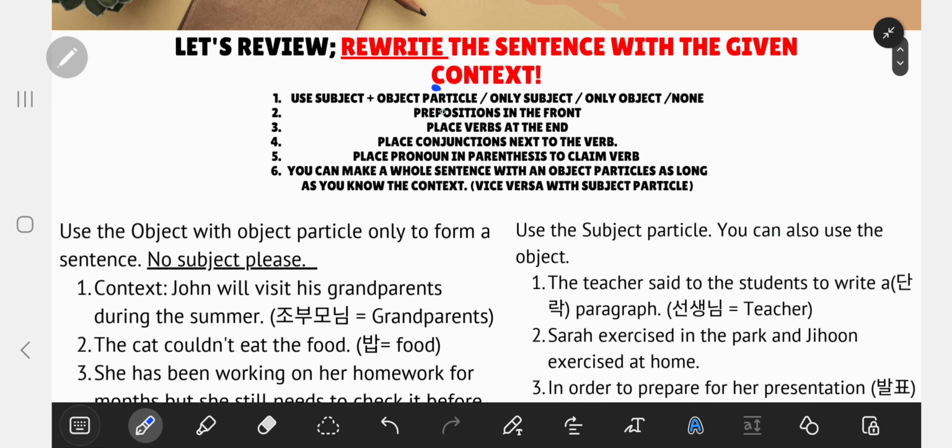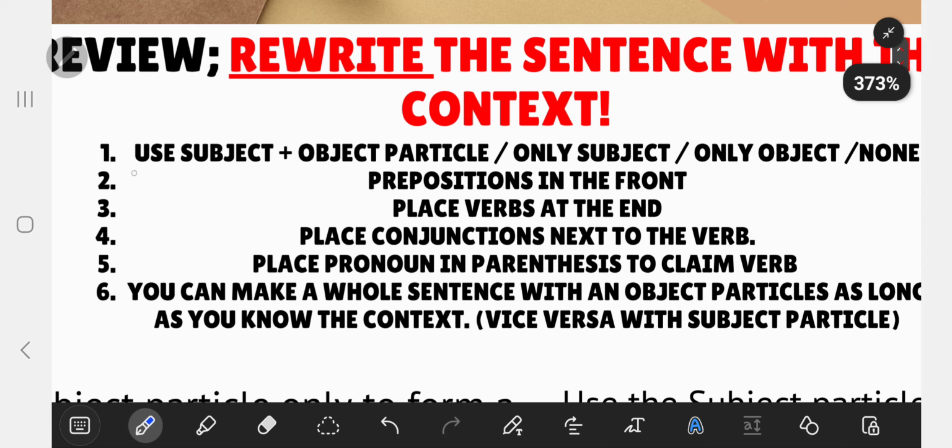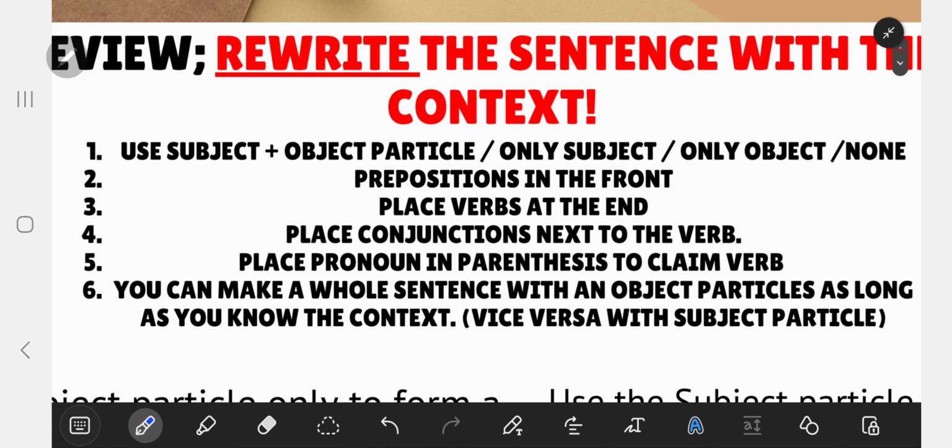Before we begin, let's continue with the review. Remember when we went over the subject, we used the subject in the beginning or, excuse me, not the end, but the middle of the sentence. And then we can also use the object particle if we want to, or we can use the subject particle if we want to too. If you don't remember, perhaps in lesson 3 or 2, we can use only the subject and create a whole sentence.